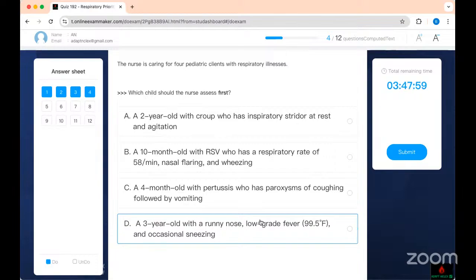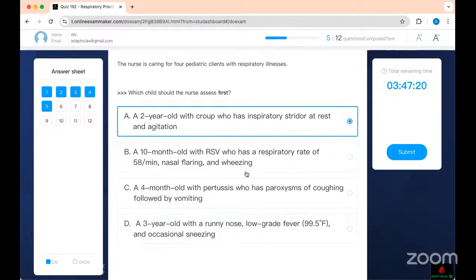C, pertussis. They have post-pertussis what? Emesis, right? So when you cough, then you're going to have what? Vomit. That is an expected finding. RSV is going to wheeze, you're going to have nasal flaring, but nasal flaring is bad, right? But when you look at who is in trouble, stridor is common in croup, but stridor while you are just sitting at rest and you are agitated, that's a sign of airway distress. Agitation is always the beginning of airway distress. So this guy is in trouble.